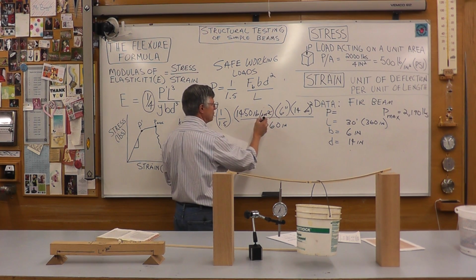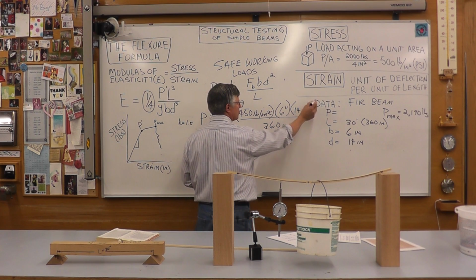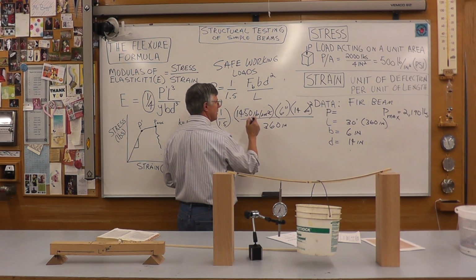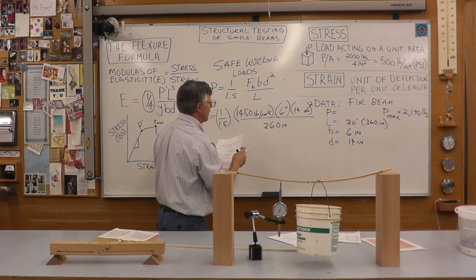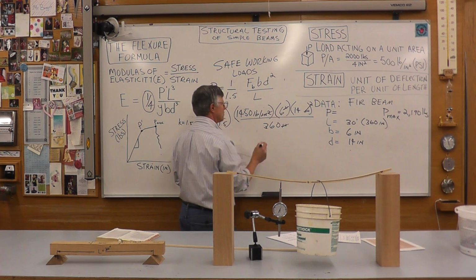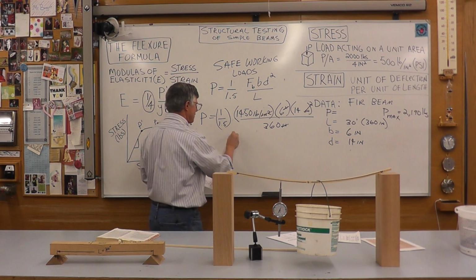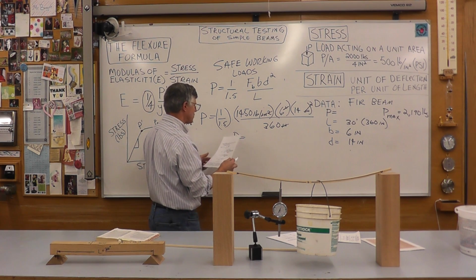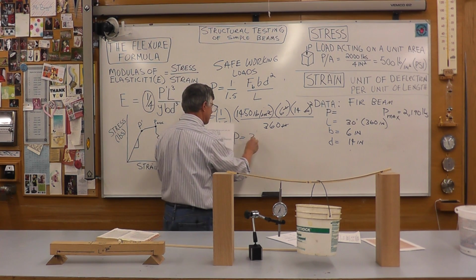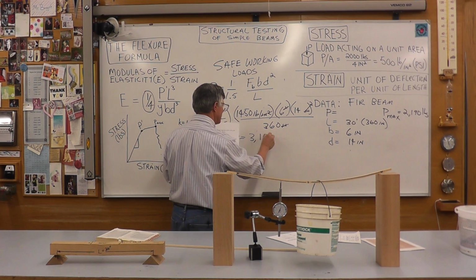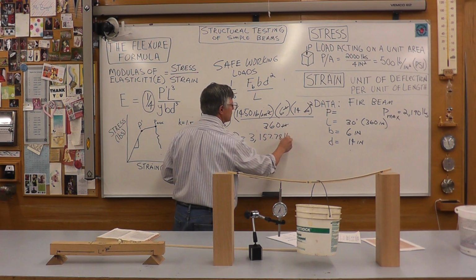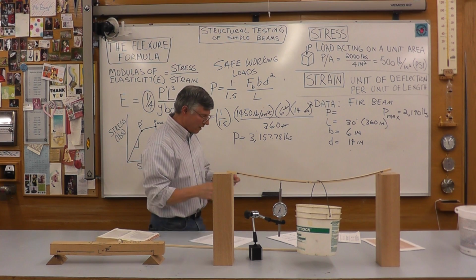Again, if you cancel inches squared against inches, you end up with pounds as a unit. So anyway, the P value, the safe working load for this beam, is 3,157.78 pounds.